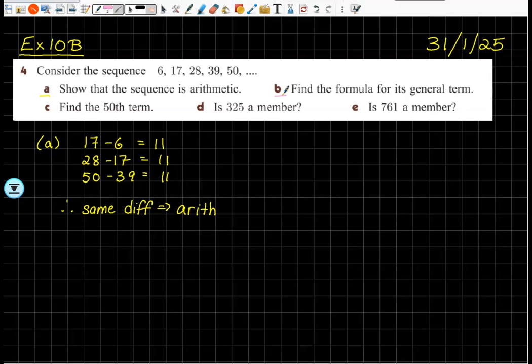So, find the formula for its general term to avoid any mistakes. Pretty simple. We need A. Do we know what A is? 6. Easy. Do we know what the difference is? Yes, we just popped it before. So, therefore, we want to find this formula: A plus N take 1 times D. So sub, it becomes 6 plus N take 1 times 11.